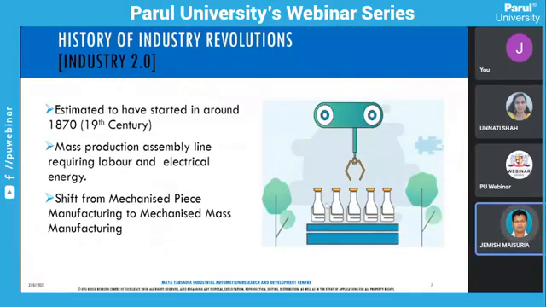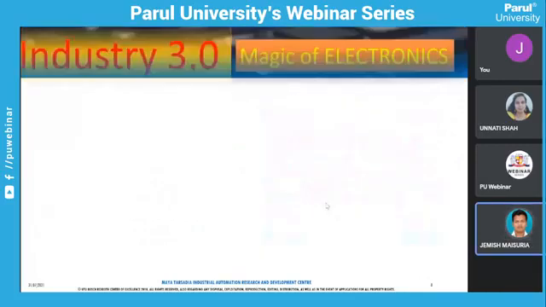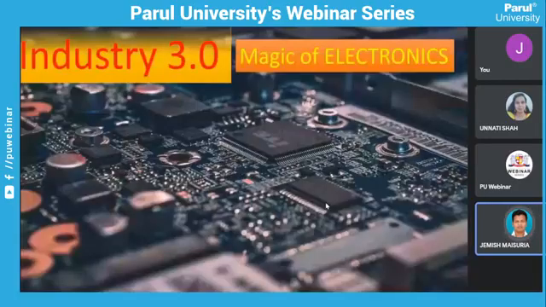And we shifted from mechanized piece manufacturing to mechanized mass manufacturing, meaning we are manufacturing in large numbers. And then after, your industry 3.0, which, as I have put in the tagline, is the magic of electronics. In that duration, we found electronics. When you talk about electronics, the first thing that comes to mind is the transistor. All the electronic devices, the integrated circuits, VLSI technologies and other technologies, basically depend on transistor designs.